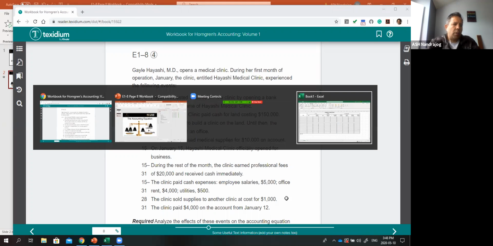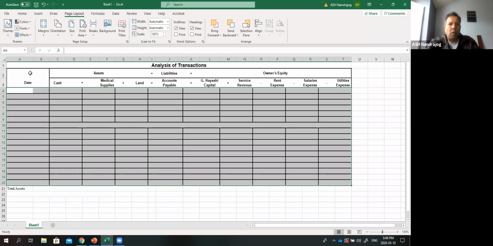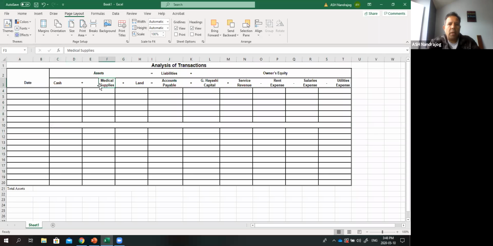We've been given a worksheet on which we have the date column. Then we have assets equals liability plus owner's equity. In the assets, as we just saw, we have cash, medical supplies, and land. On the liability side, we have accounts payable, which is money we owe to our suppliers, plus the capital investment from the owner, which is part of the owner's equity. And then we have some accounts which are part of the income statement, which is something you would learn later in the course. But this is part of owner's equity.